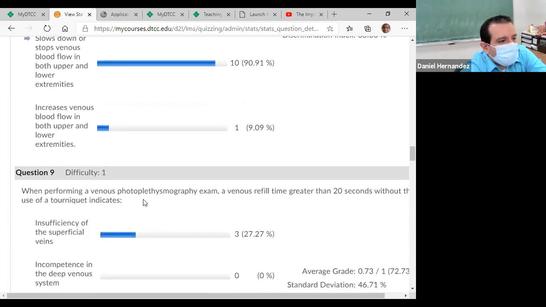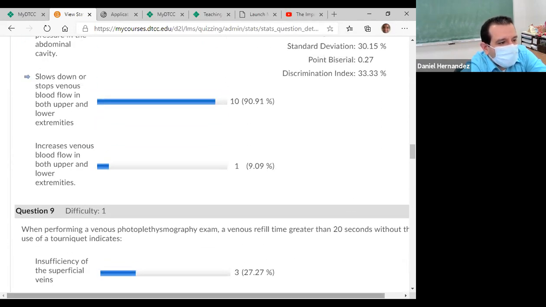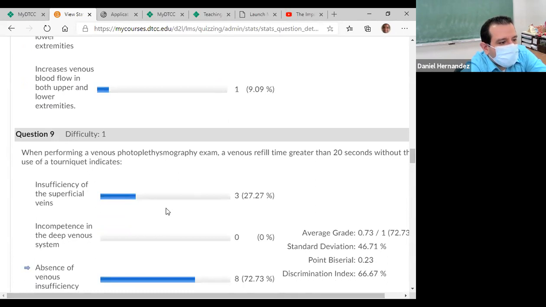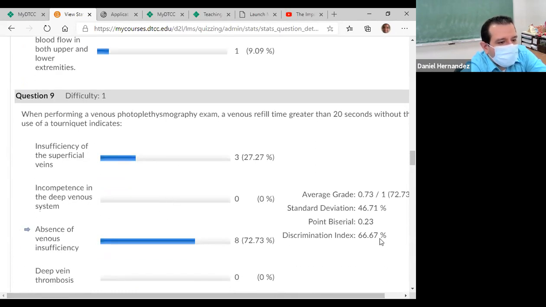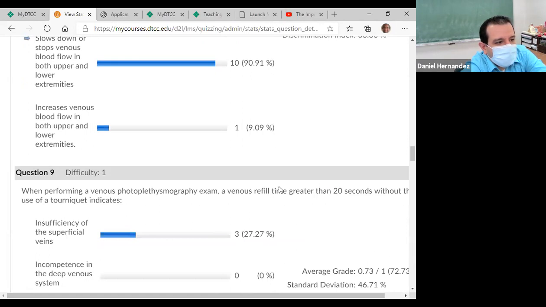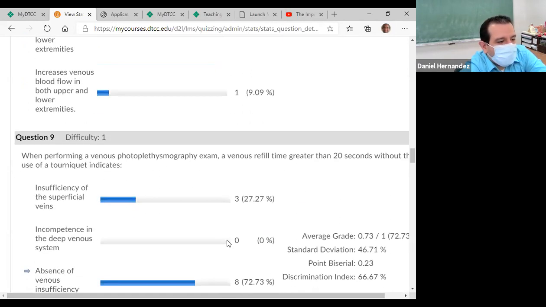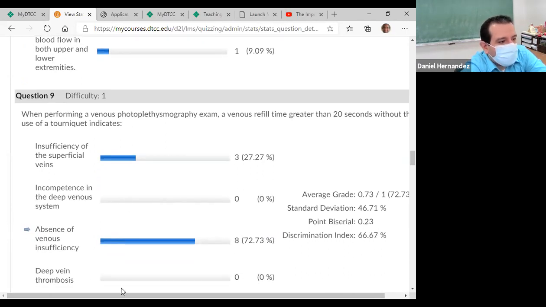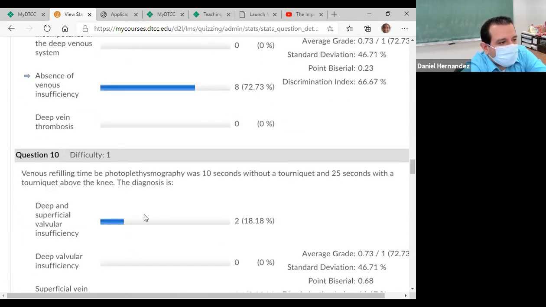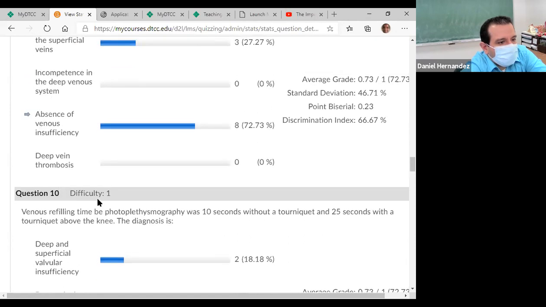So when performing a venous plethysmography exam, a venous refill time greater than 20 seconds without the use of a tourniquet indicates absence of venous insufficiency. So greater than 20 seconds is a normal refill time, and we're not using any tourniquets. So that means that there's no insufficiency present.